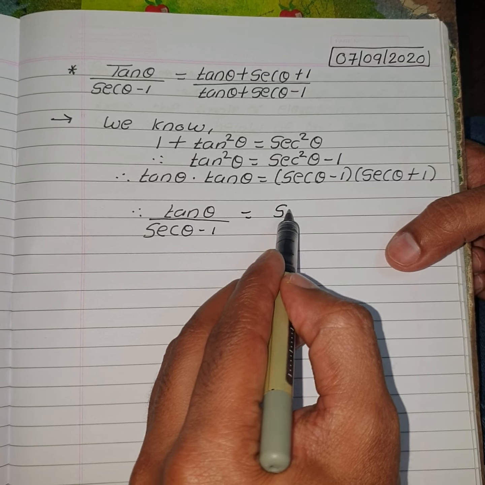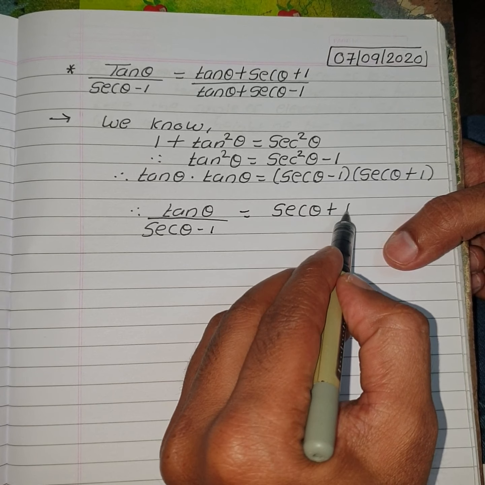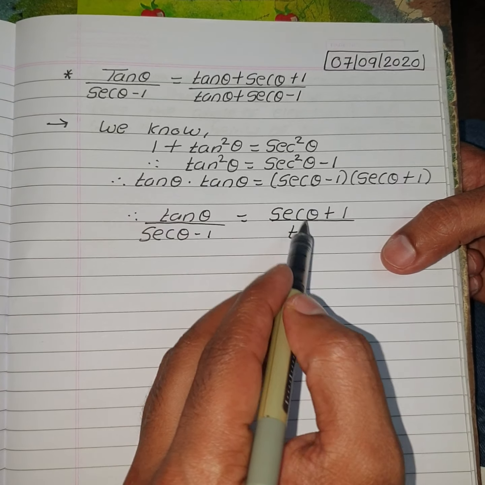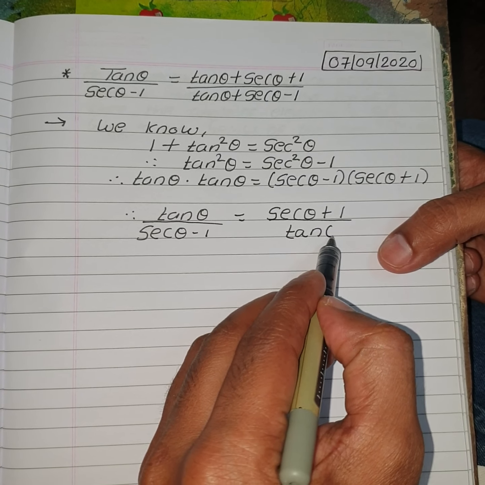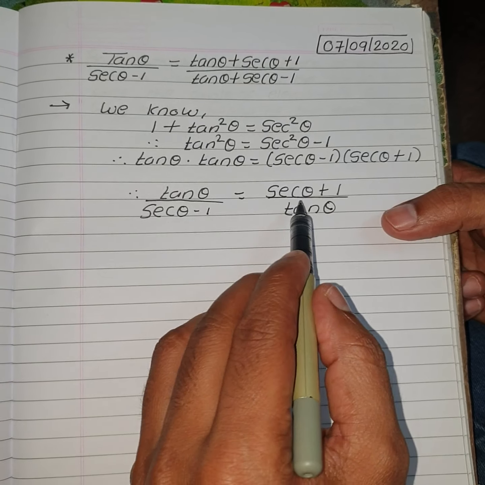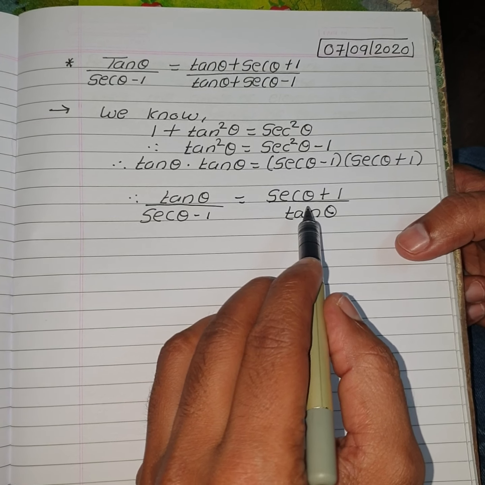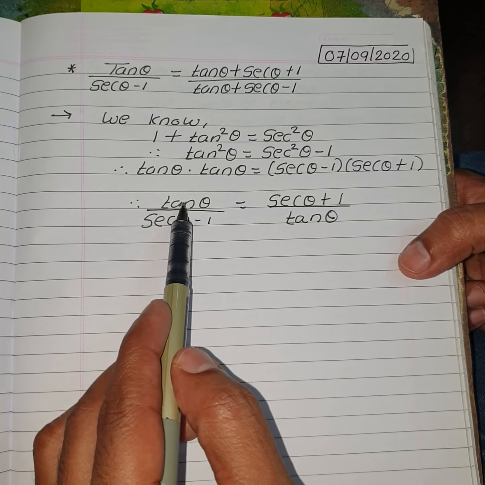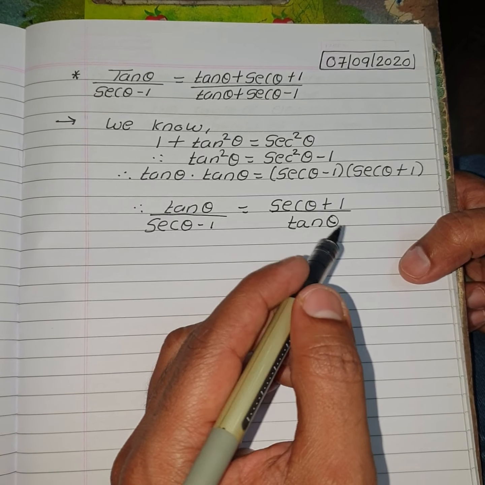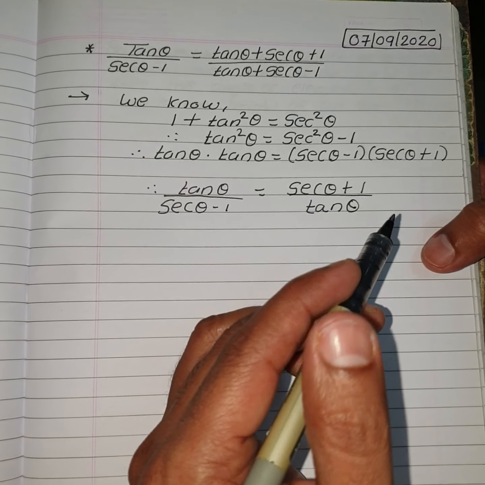On right hand side what is remaining? Sec theta plus 1 upon, now I am transferring 1 tan theta from left hand side to right hand side. So it will go in the denominator. Now what I have done, I have got two equal ratios. Now I got my left hand side tan theta upon sec theta minus 1. Now we know the theorem on equal ratios which we have studied in 9th standard.